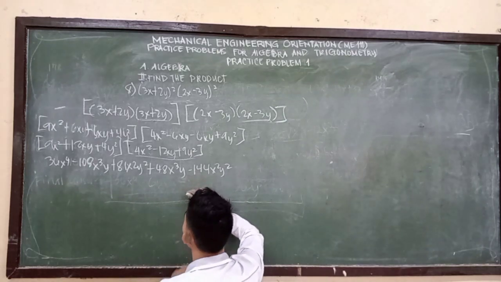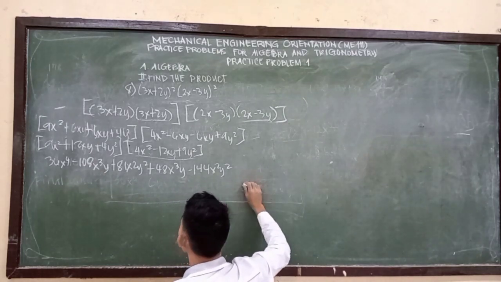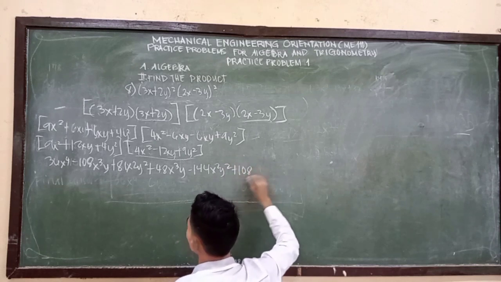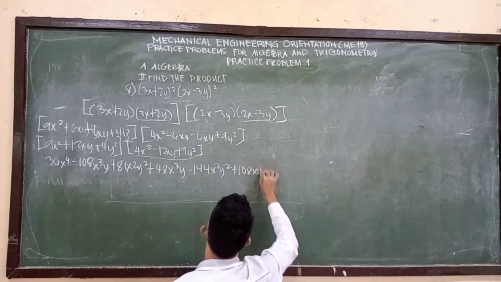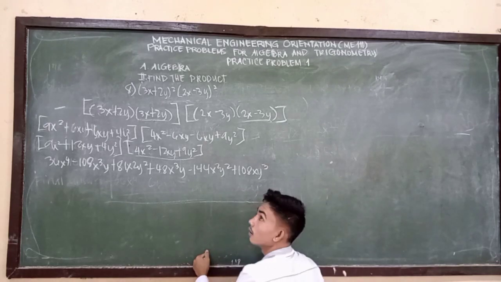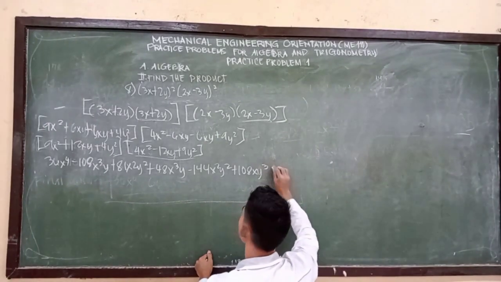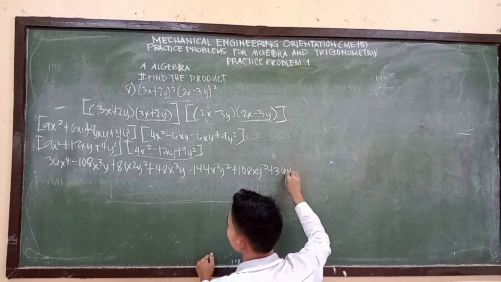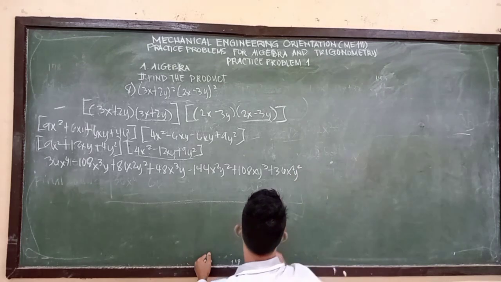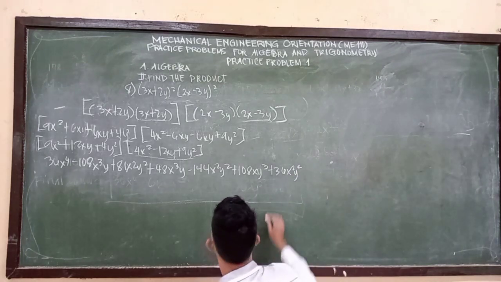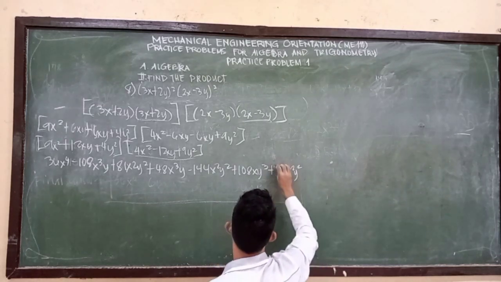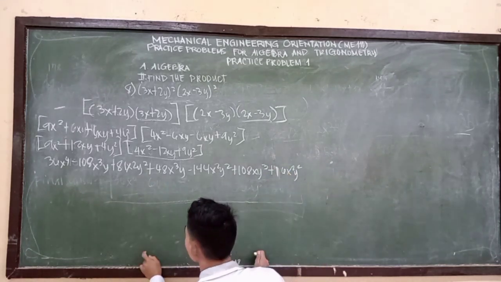12xy times 9y will give us 108x y cubed. 4y squared times 4x squared will give us 36x squared y squared. Sixteen x squared y squared.